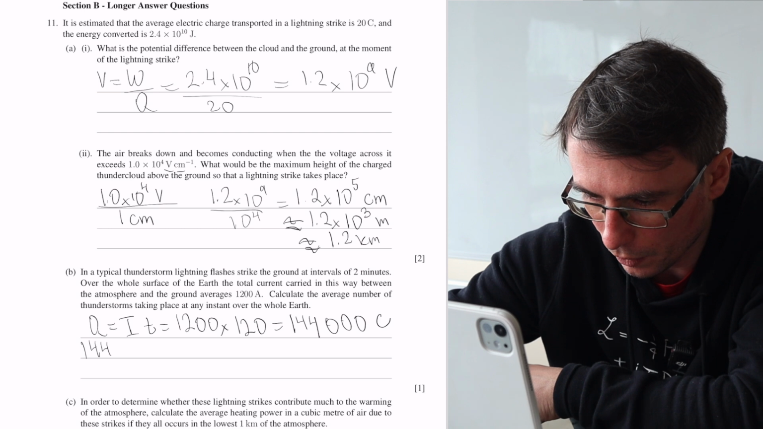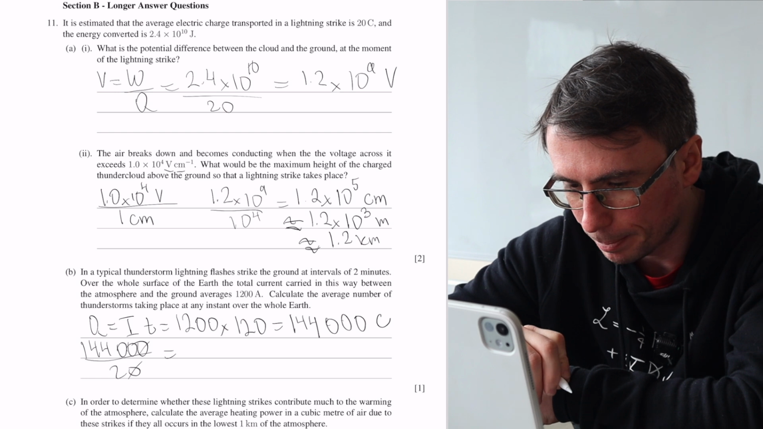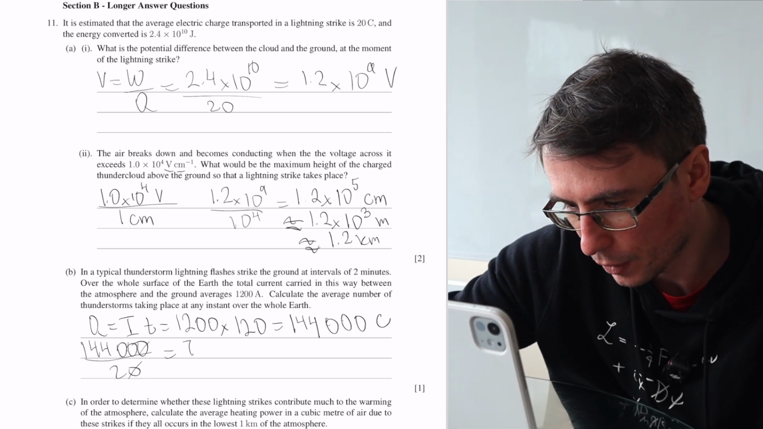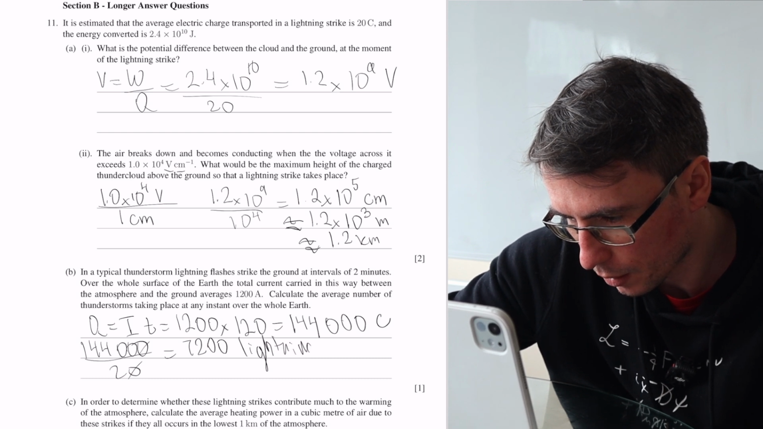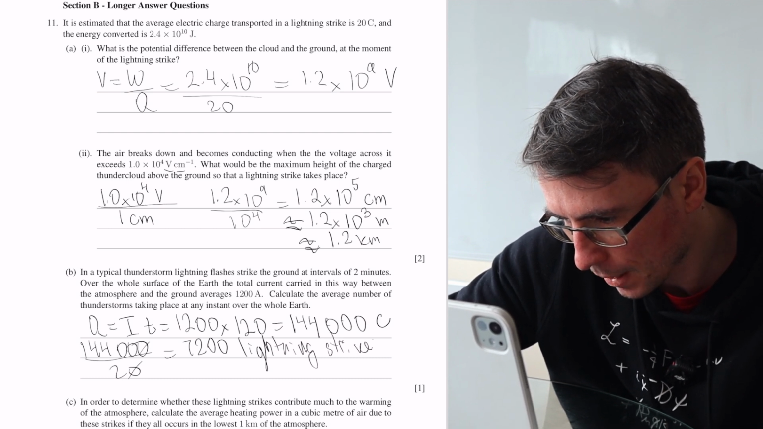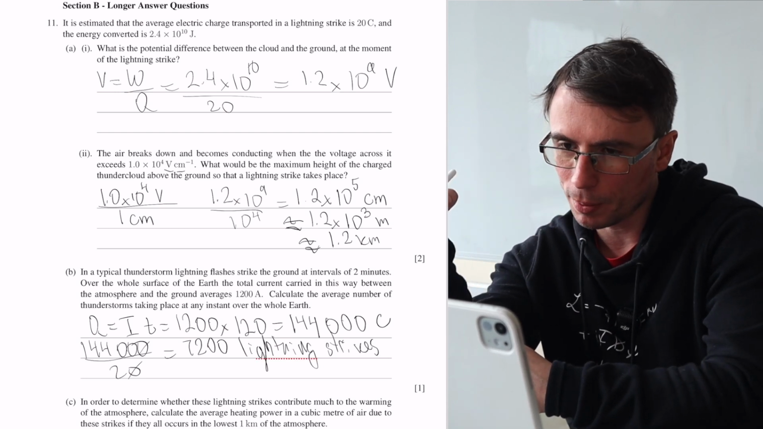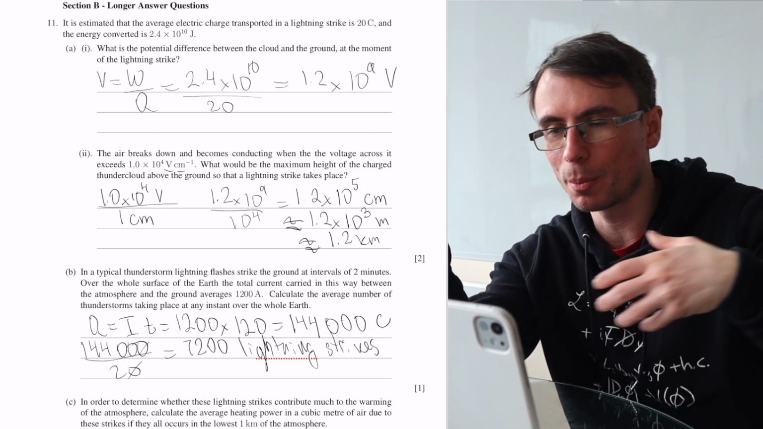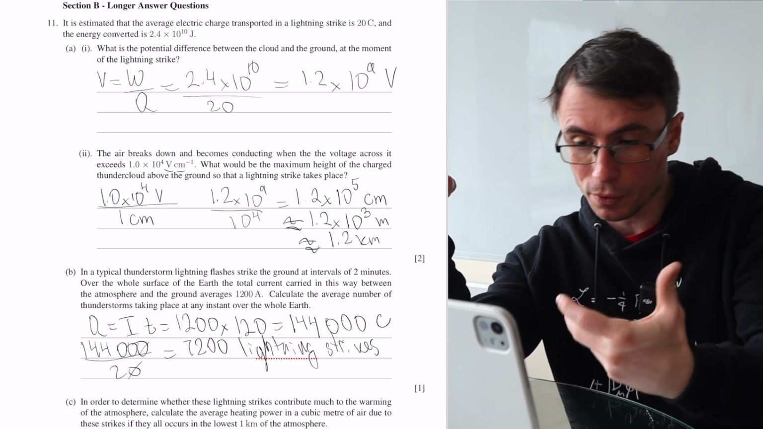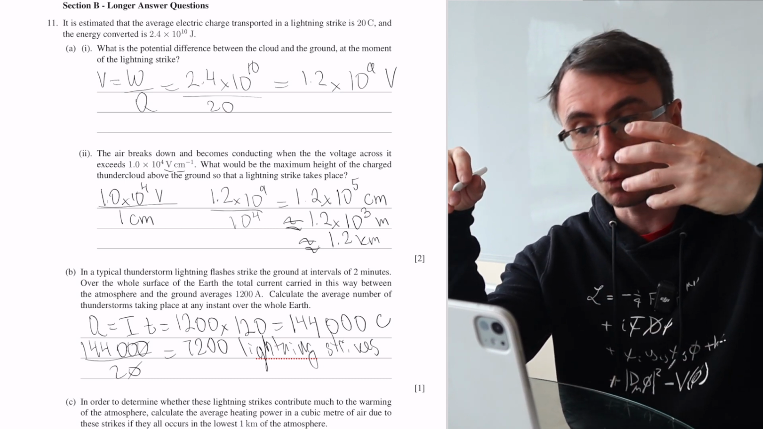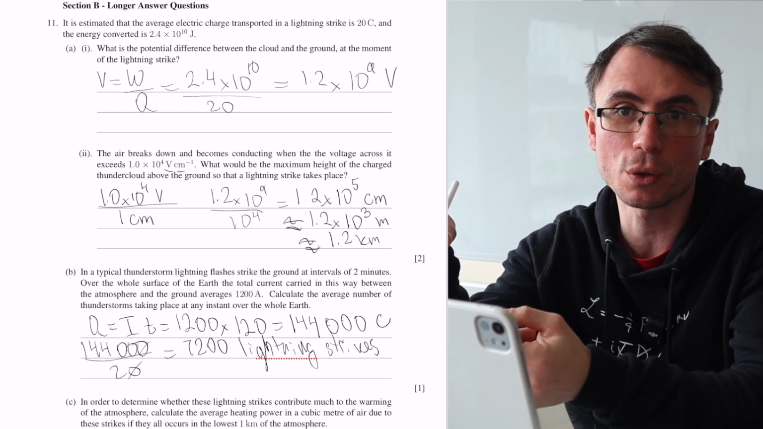So 144,000 divided by 20, what is that going to give me? 7,200 lightning strikes. Okay, so I think that's as far as we can go because we don't really know the number of lightning strikes per thunderstorm. So the answer should be 7,200, assuming that there is one lightning strike at a given time per thunderstorm every 2 minutes.